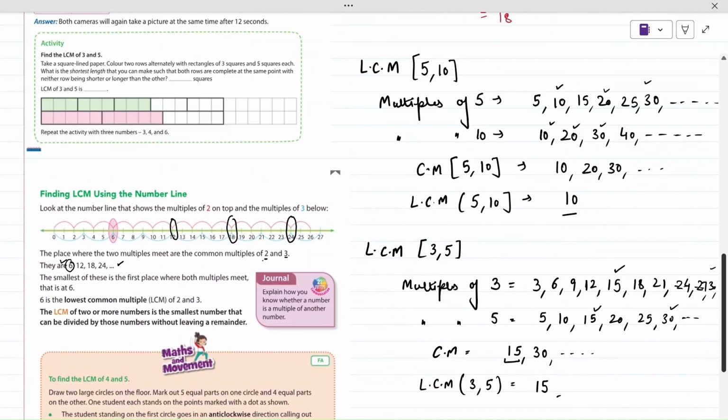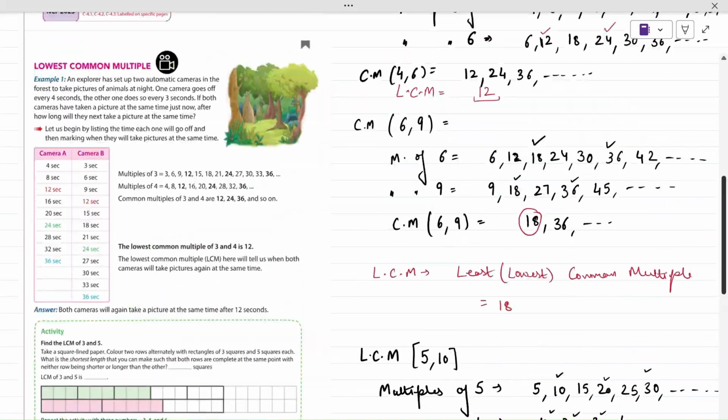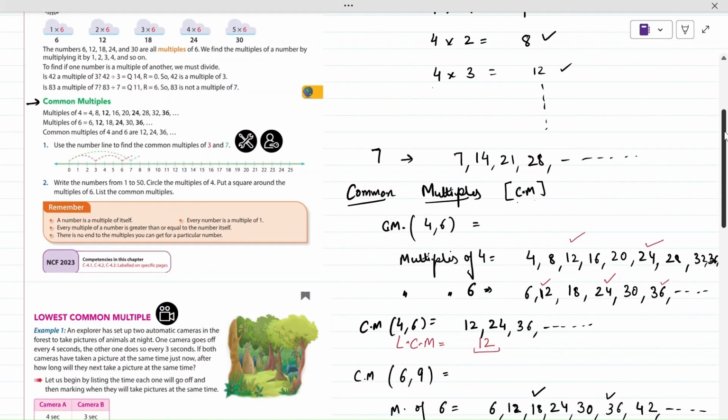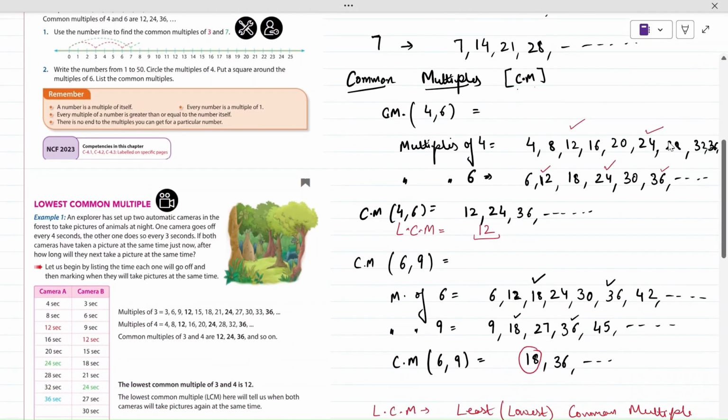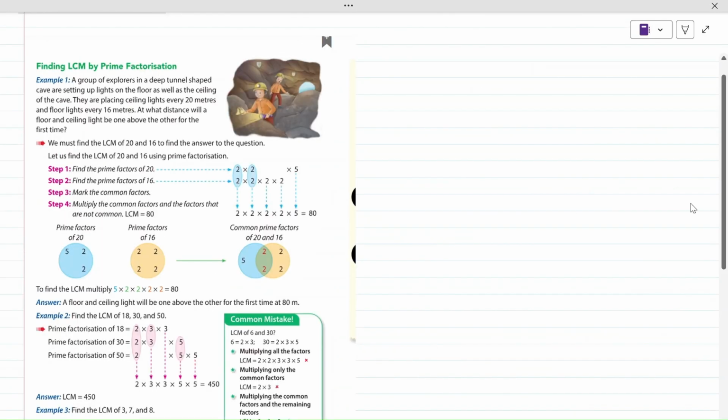Okay, so kids, I hope that you have understood what a multiple is, how to find the common multiples and the least common multiple using this method. Now, let us move further in this chapter and try to understand another method using which we can find the LCM, and that is called the prime factorization method. Okay, so I'll tell you how we have to find the LCM using the prime factorization method.